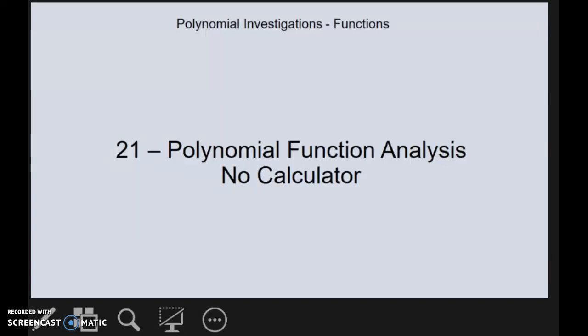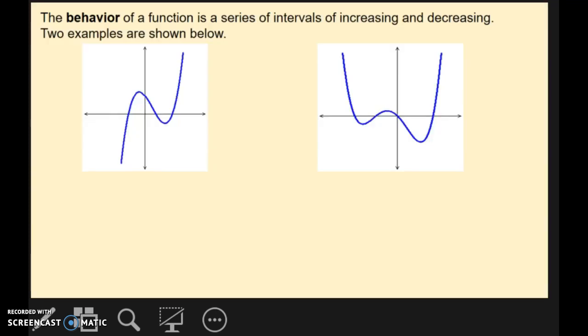This video is going to focus on polynomial function analysis. More specifically, we're going to look at two key concepts that are critical to understanding how polynomials operate: maxes and mins, and also end behavior. We're going to first look at maxes and mins, and we're going to more specifically call them relative maxes and mins. So here we have some graphs.